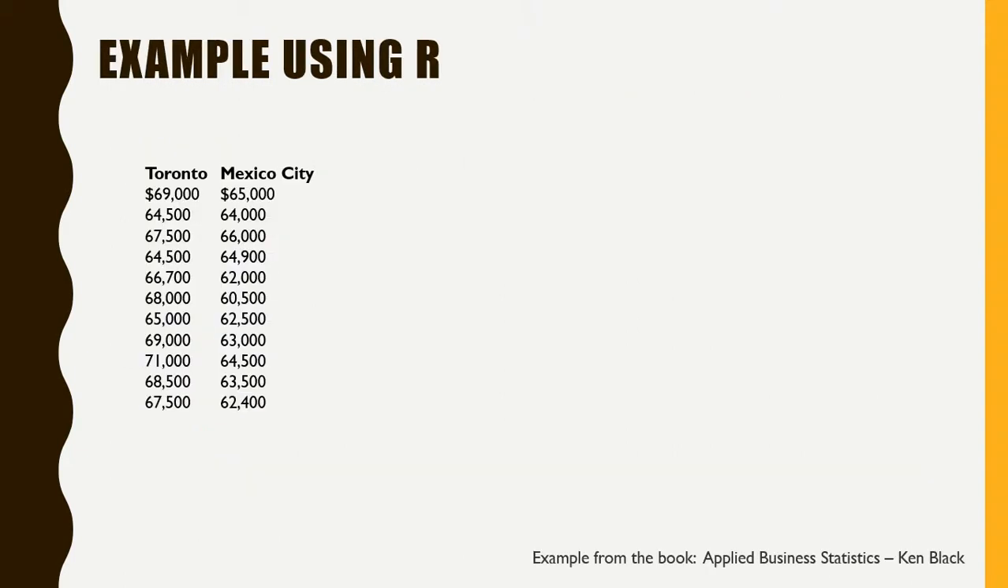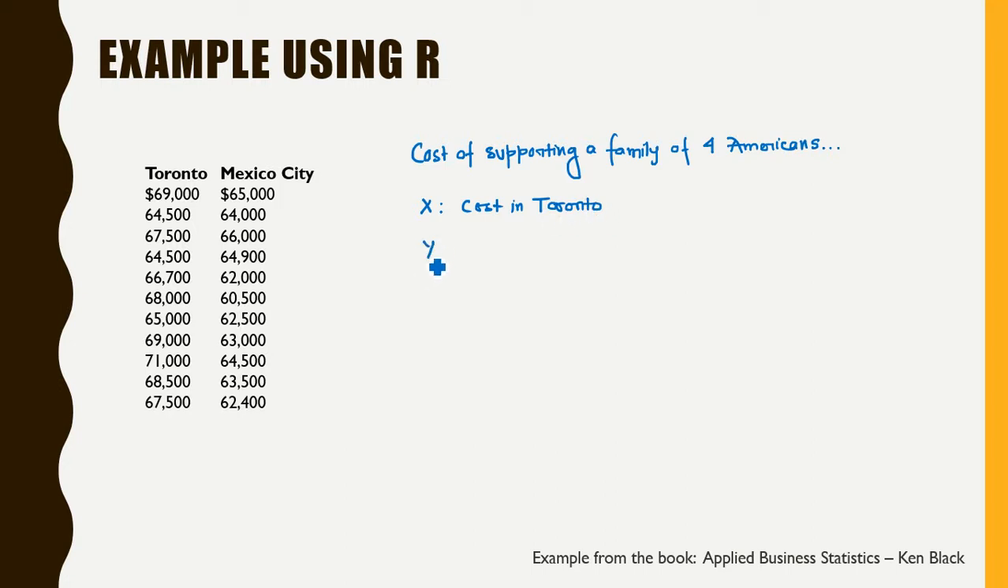Now let's look at an example. This data is about the cost of supporting a family of four Americans in two different cities, Toronto and Mexico City. And we are going to figure out whether the average cost is the same over these two cities or it differs. That is, we have two random variables, x denoting the cost in Toronto, and y the cost in Mexico City. What we want to see is whether mu of x is equal to mu of y, or these population means are different.